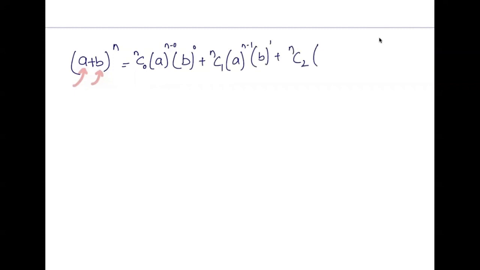nC0, first term, that is a, over here I'm calling this the first term and this the second term. First term to the power of n minus 0, second term to the power of 0, plus nC1, first term to the power of n minus 1, second term to the power of 1, plus nC2, first term to the power of n minus 2, second term to the power of 2. And this is going to keep on going till you reach the last term, nCn, a to the power of n minus n, b to the power of n.